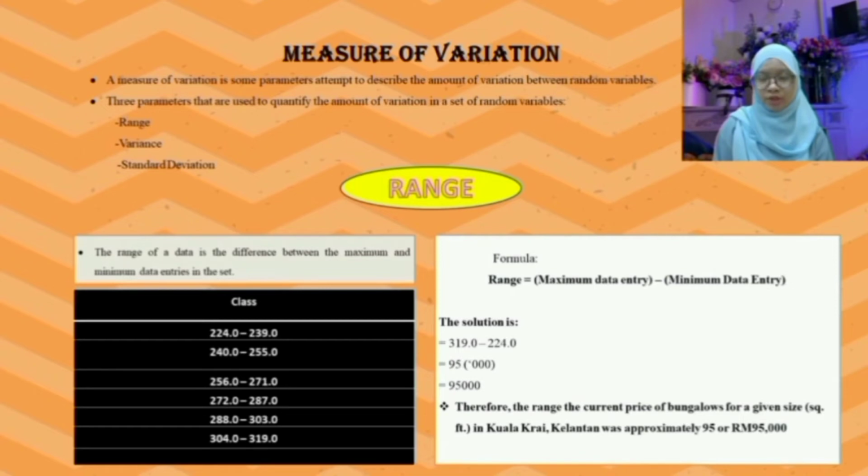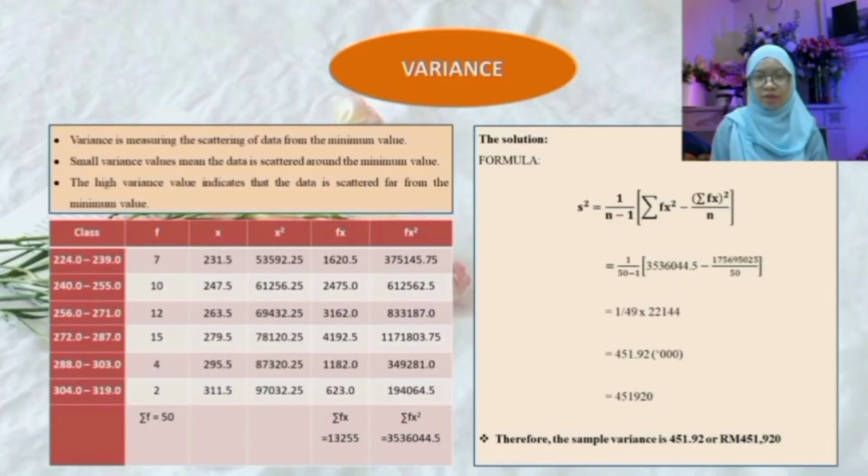So with 1000, you get the current price of bungalow for a given size. Therefore, the current price of bungalows for a given size in Kuala Krai, Kelantan was RM95,000. Variance. Variance is measuring the scattering of data from the minimum value. Small values mean the data is scattered around the minimum value. The high value indicates that the data is scattered far from the minimum value.